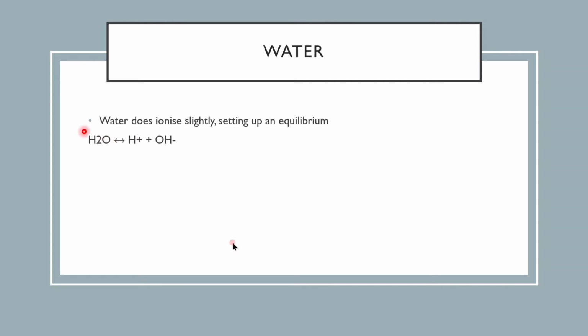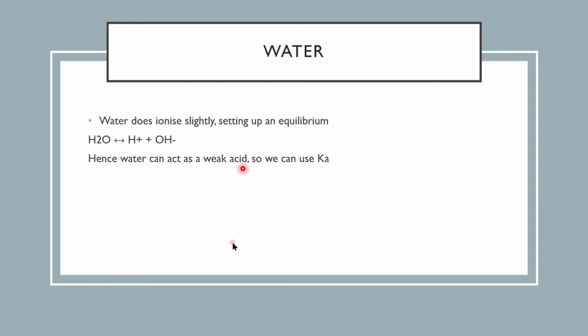By ionizing, we mean that some of the water molecules will release H plus and OH minus ions. However, this is an equilibrium because only some of the water molecules will actually ionize into these products. And because water is releasing H plus ions, it can act as a weak acid, because it is only partially dissociating.